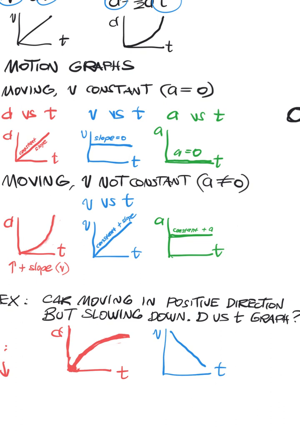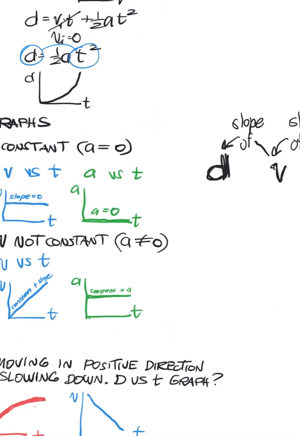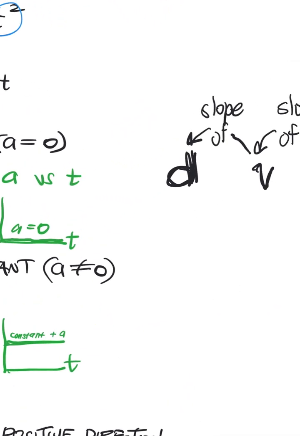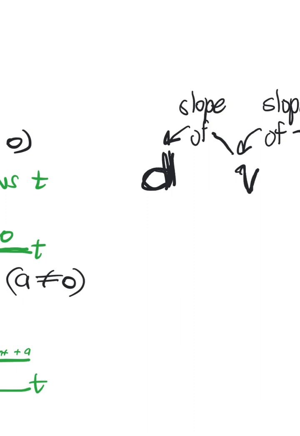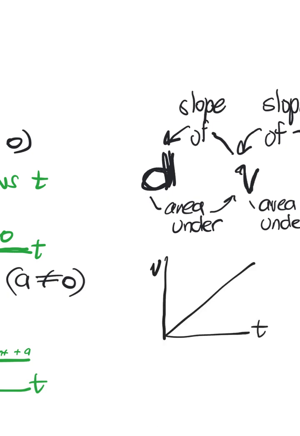Going back to our d, v, a relationship, we said that acceleration is the slope of velocity, and velocity is the slope of displacement. Area goes the other way. So displacement is the area under a velocity graph, and the change in velocity is the area under an acceleration graph. I don't remember ever seeing a change in velocity being asked from an acceleration graph. But displacement from a velocity graph, you bet.